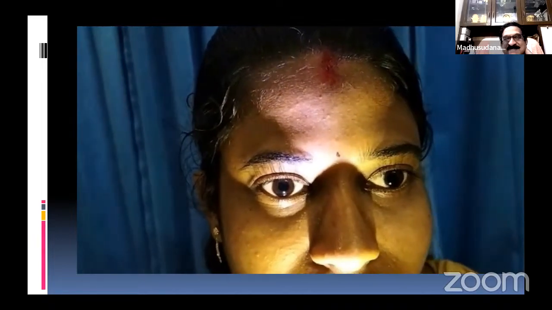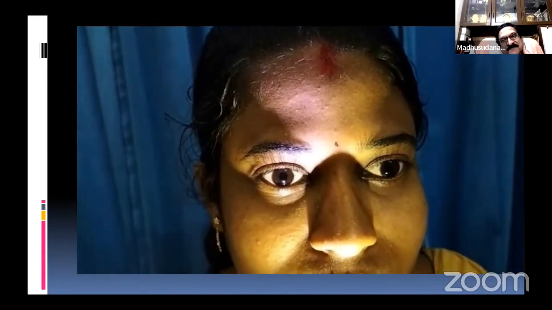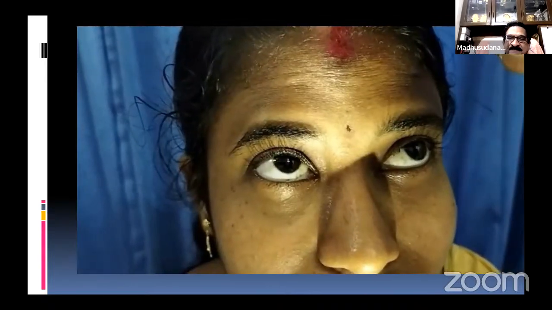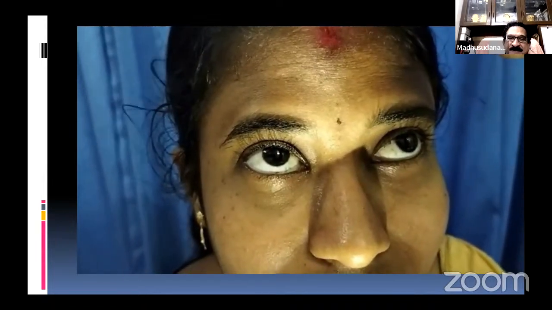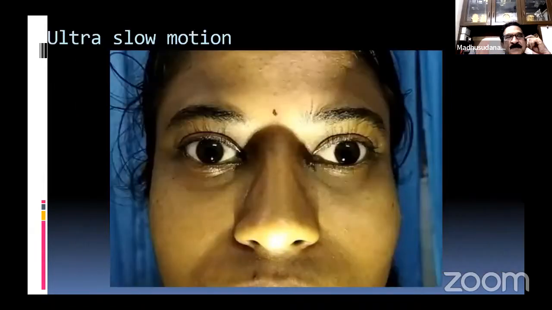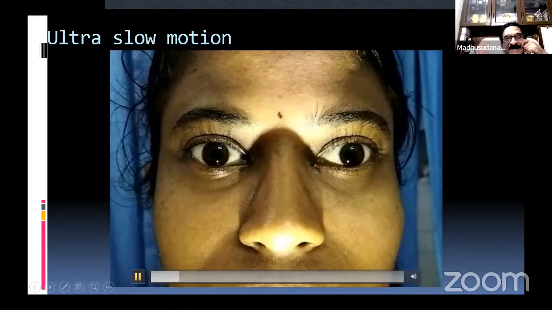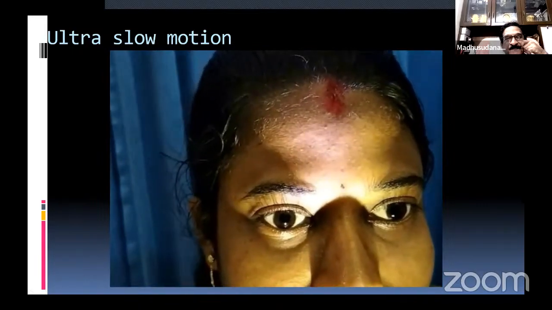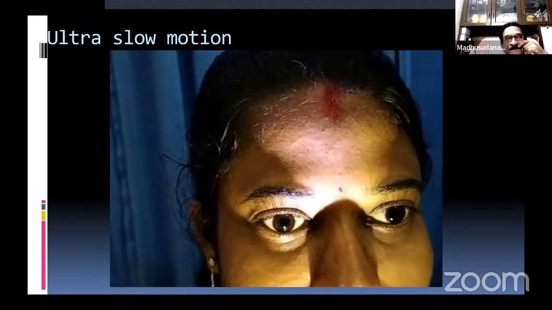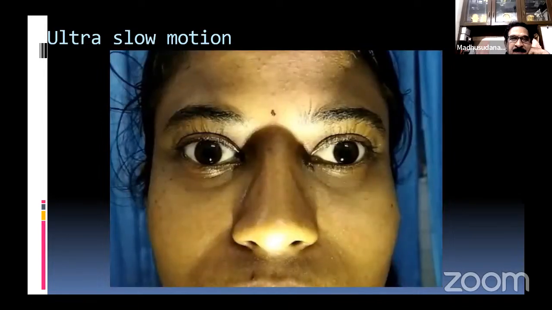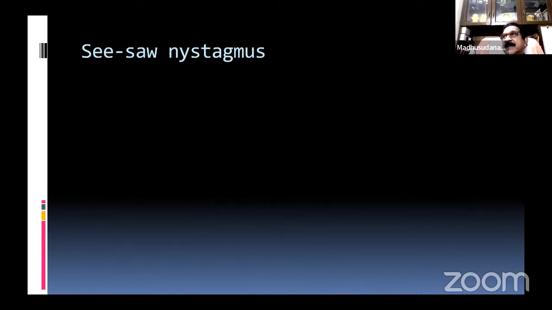See, initially when I looked without slow motion, I was not very sure. But seeing this, I am very sure it's a seesaw nystagmus. So, perfect diagnosis. That's a seesaw nystagmus, and a rotary pendular. This is again showing, I made it a little slower to make it obvious. Now you can very clearly see one eye going up and down. But here the rotary nystagmus is very dominant rather than the upward vertical movement.